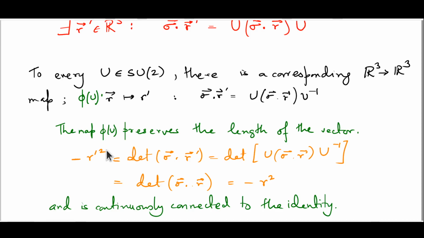Now a linear transformation that can do that, preserve the length while staying continuously connected to the identity, is exactly what a rotation is. It should be pretty easy to check that this map between R and R prime is a linear map. All you have to do is just write out the matrices and you will see that has to be the case. And so what we have done is establish that corresponding to every unitary matrix in SU2, there is a corresponding R3 to R3 linear map which is length preserving and connected continuously with the identity, and hence has to be a rotation. So phi U is a rotation in 3D.